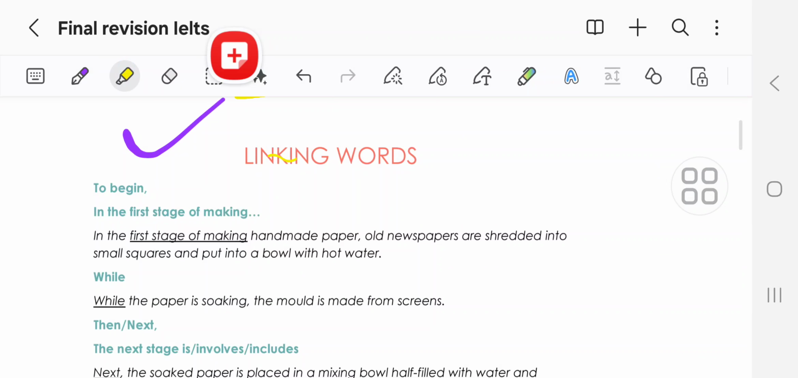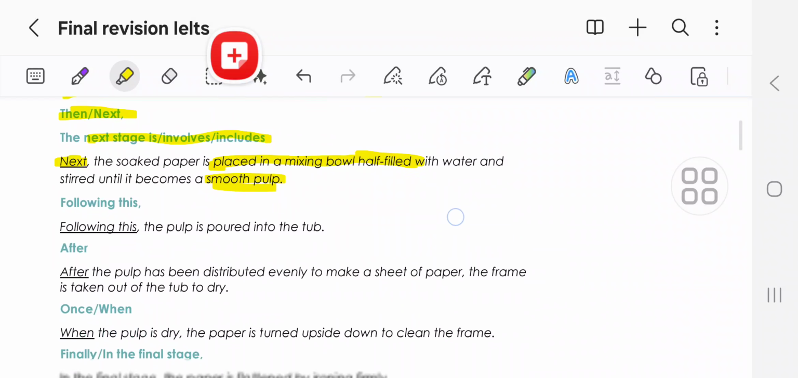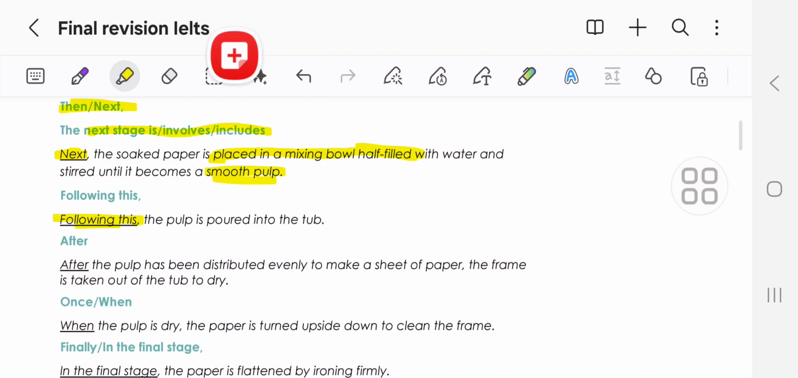Now, talking about some linking words. To begin, in the first stage of making handmade paper, old newspapers are shredded into small square pieces and put into a bowl with hot water. While the paper is soaking, a mold made up of a screen is prepared. Then you have "next". The next stage involves the soaked paper being placed in a mixing bowl, half filled with water, until it becomes a smooth pulp. Following this, the pulp is poured into the tub.